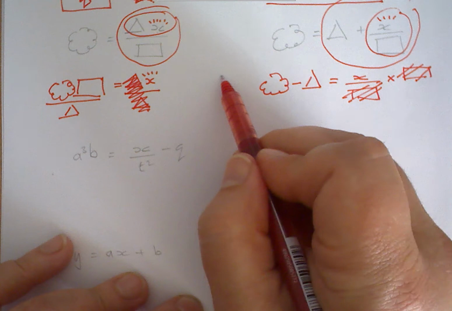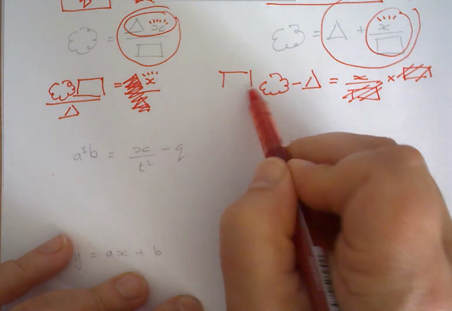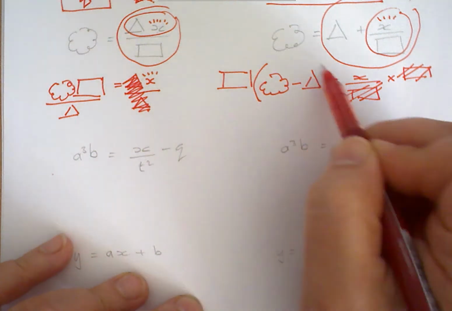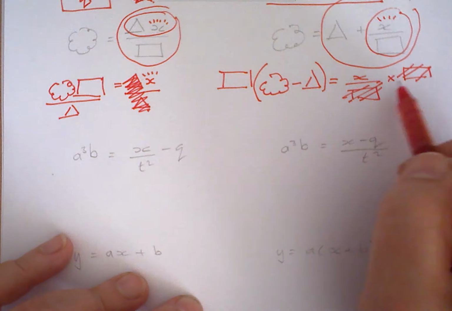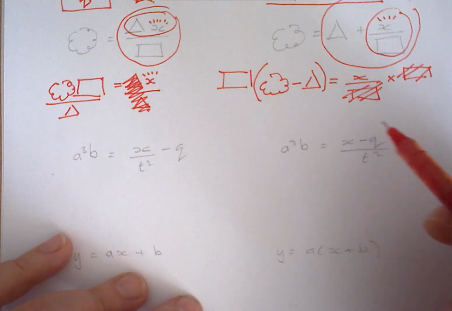But whatever you do to one side, you've got to do to the other. And I'm going to use a bracket to show that everything is being multiplied by the block. And I haven't used a times symbol.